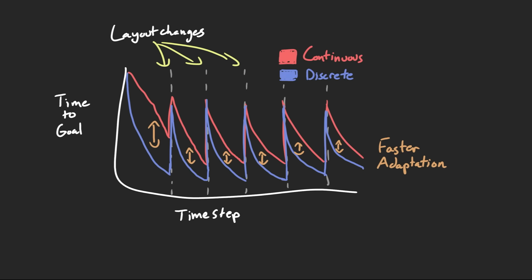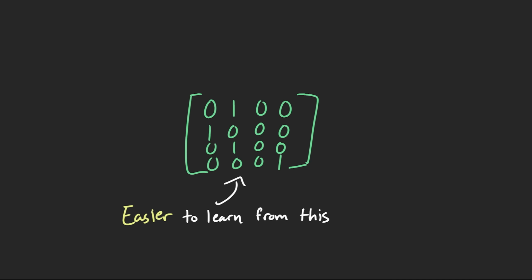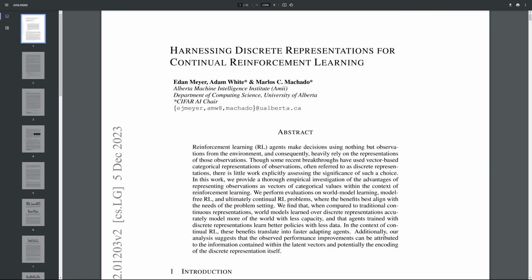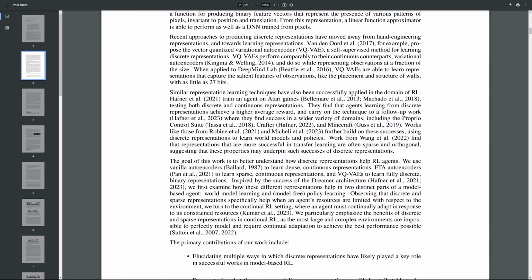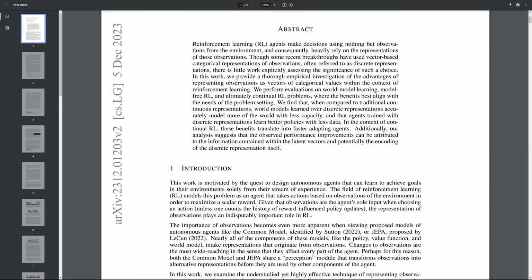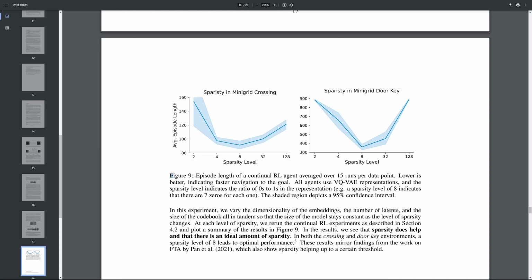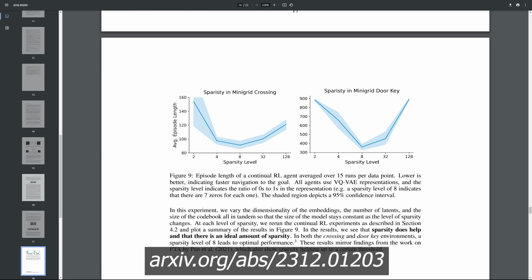In both the model learning experiments and these policy learning experiments, there seems to be something really interesting happening, something that makes it easier for a neural network to learn from discrete representations. In the full paper, I go even deeper and start to understand a bit more about why this is the case. There are some really interesting findings, like the fact that not all discrete representations are created equally, and the fact that sparsity and perhaps binarity play a big role in this. I'll link the paper in the description below if you want to learn more.